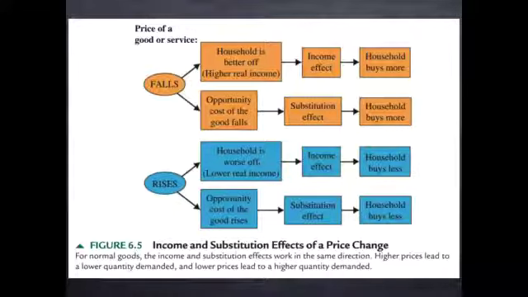When prices rise, households are made worse off. Their opportunity set is lower. It means that their real income, the ability to purchase, has declined. So this is the income effect. They feel as though their income is falling, so the household buys less. As the prices rise, the opportunity cost of buying that good also increases. So they will substitute away from the good that increases in price, and households will buy less.